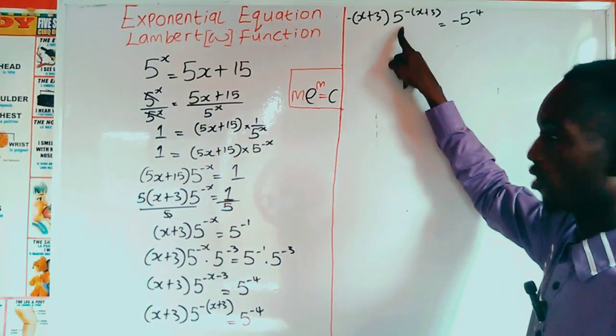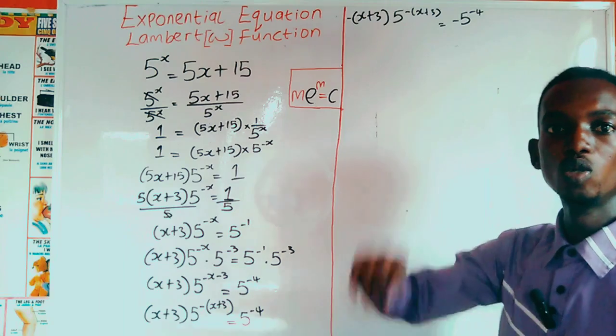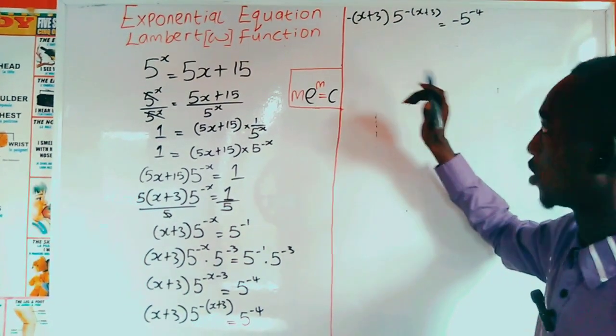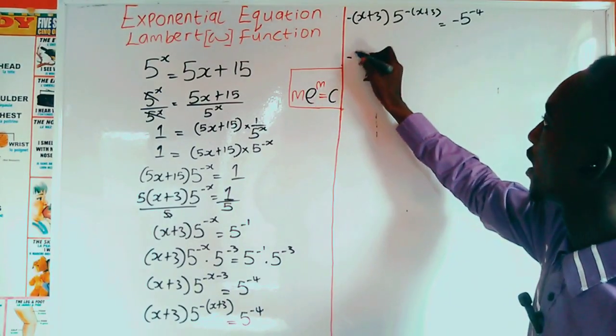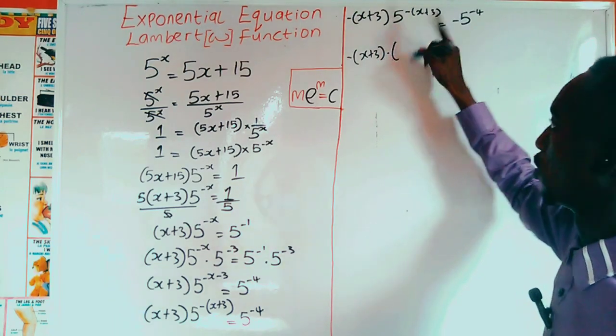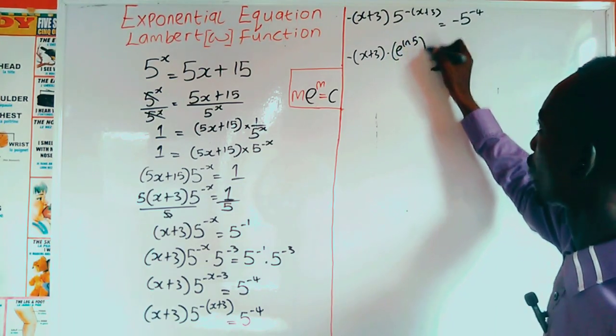We need e here, not 5. We need Euler's constant, not 5. How do we do that? We use the law of logarithm. So I'm going to express this 5 as the power of logarithm. So it's going to be negative x plus 3 times, instead of writing 5 now, we'll express it as e raised to the power ln 5.